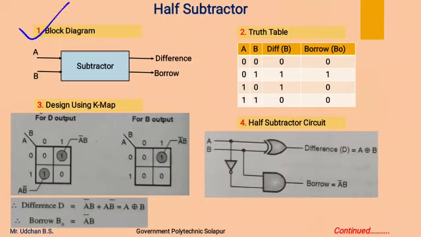This is the block diagram of half subtractor, which has two inputs named A and B and two outputs named difference and borrow. This is the truth table of the subtractor, which shows the function of the subtractor. There are two inputs A and B and two outputs, difference and borrow. Here the difference is named as B by mistake. Actually it is a D.